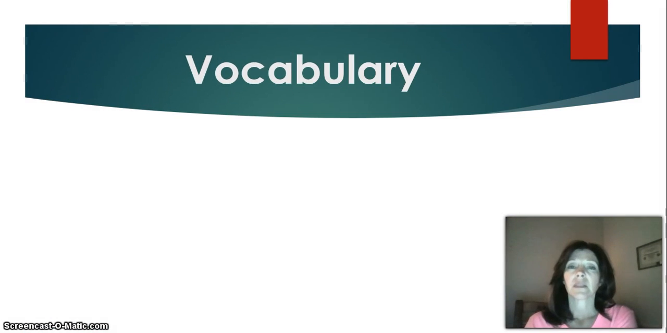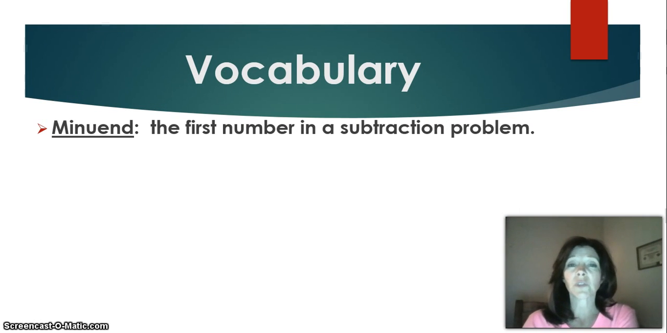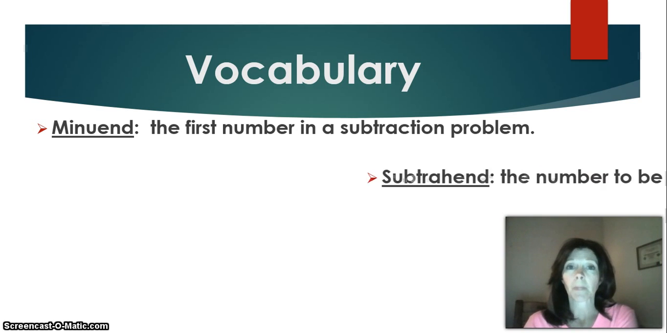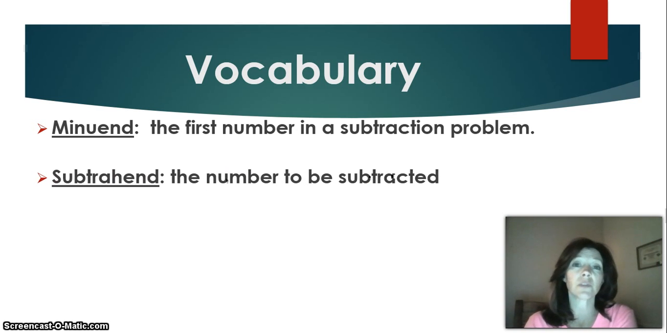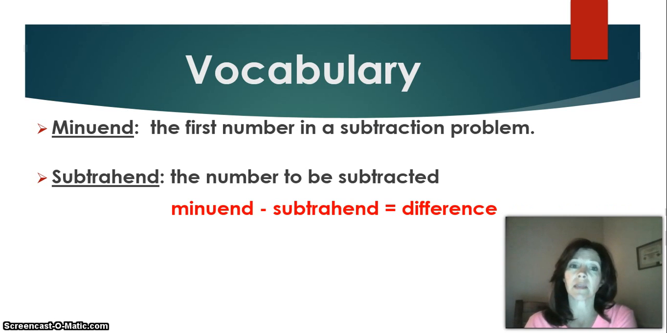All right, let's look at those vocabulary terms that might sound a little bit unfamiliar to you. The first one is minuend. It is the first number in a subtraction problem. The second word is subtrahend. The subtrahend is the second number in a subtraction problem, or the number that is being subtracted. So when you have your subtraction problem, it looks like this: minuend minus subtrahend equals difference. So they're not words you've not used before. They just might not sound quite as familiar to you.